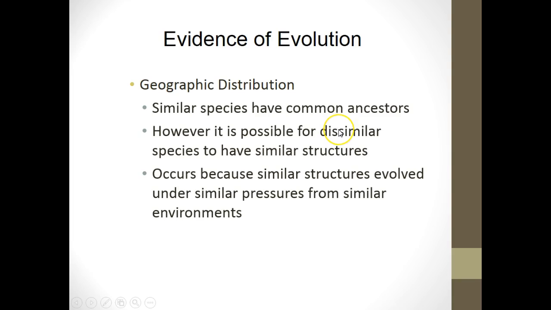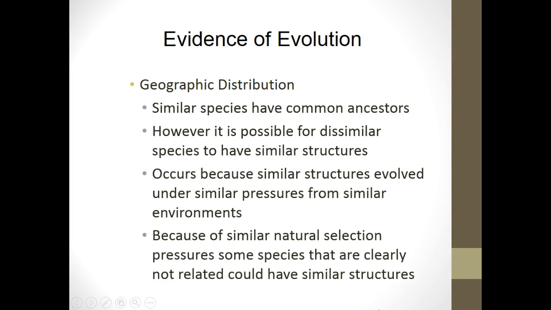Does that mean that a bee that has wings and a bird that has wings are closely related? Not necessarily. They can create these structures separately if they make those species more fit in their environment. This occurs because similar structures evolved under similar pressures from similar environments. So if a meadowlark and a honeybee live on the plains of Kansas and would benefit from the development of wings, they're going to develop wings because it would make both species more fit. That doesn't necessarily mean that they have a common ancestor.